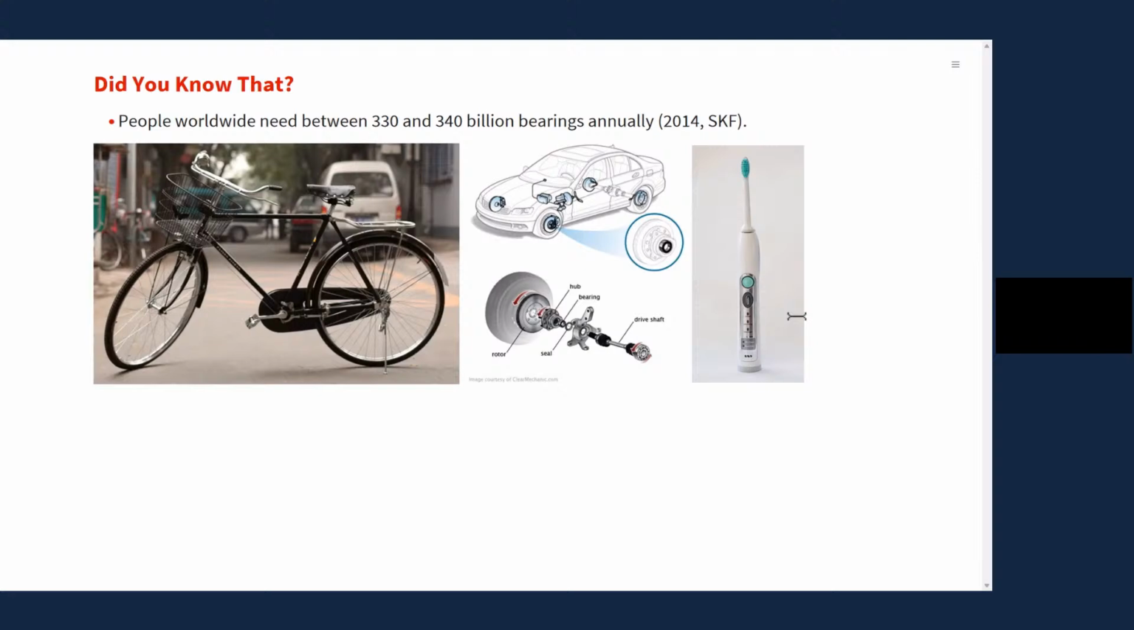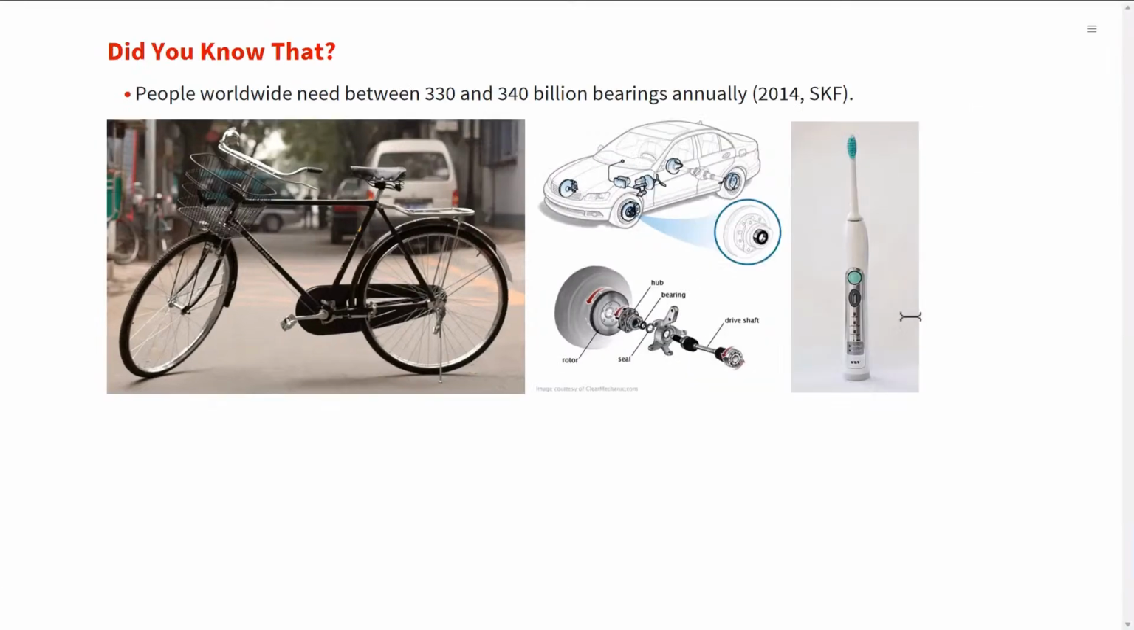This morning, it is likely that you used everyday items like a bicycle, a car, or even an electric toothbrush, making that familiar tiny buzzing sound. And do you know what these items have in common? They all use bearings, and these essential components help countless machines with rotating parts operate smoothly. In fact, SKF, a leading bearing manufacturer from Sweden, reports that people around the globe require more than 330 billion bearings every year.